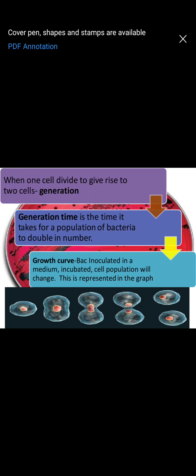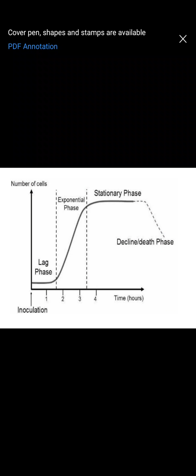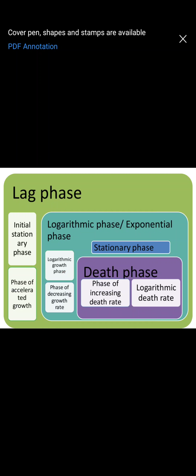It is the graphical representation that we study when the organisms go through various phases of their life against time. So that is called the growth curve. If we have to see the different stages, the main stages are lag phase, log phase or exponential phase, stationary phase and death phase.